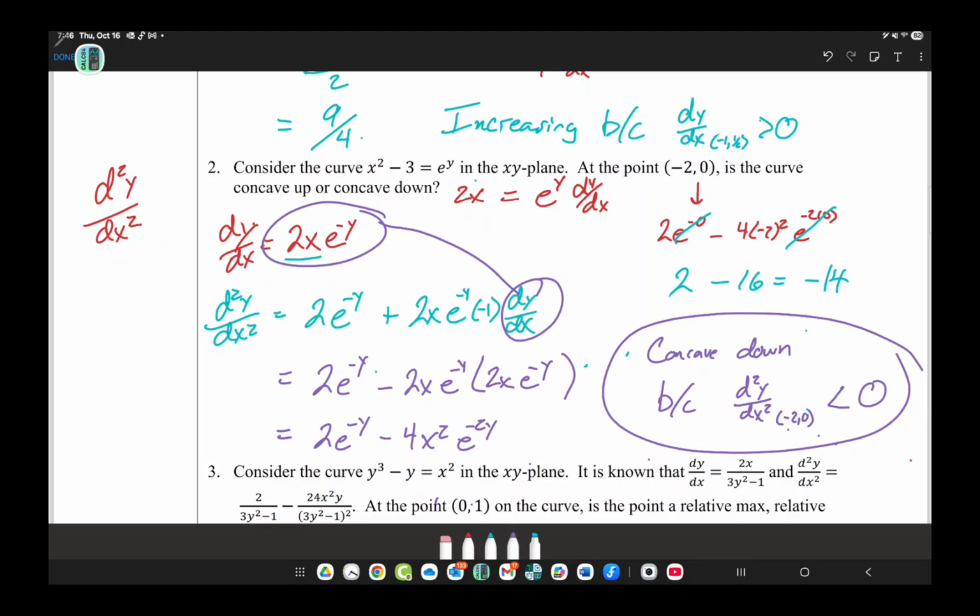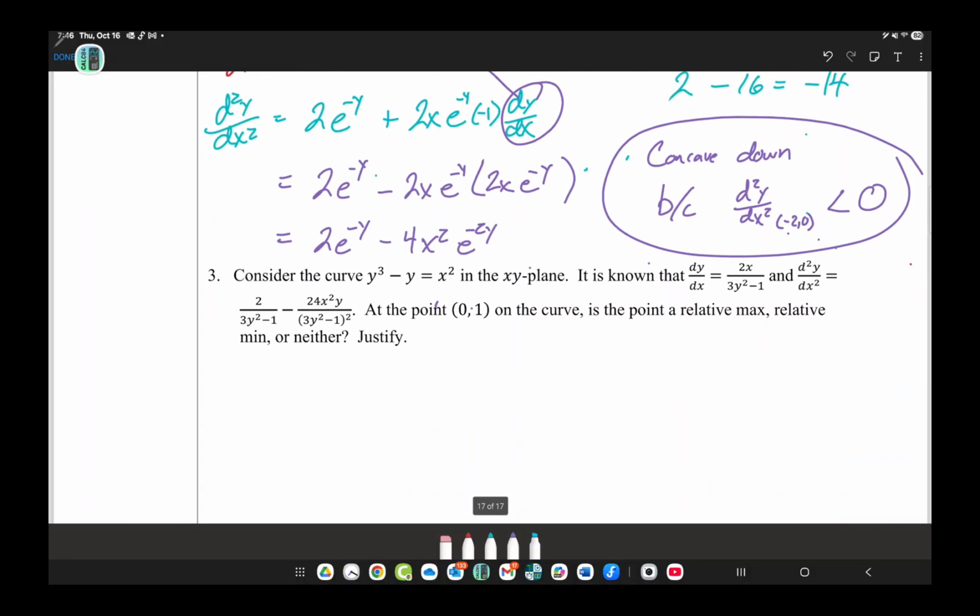Now, what's nice about number 3 is that all the work is kind of done for us, because they gave us the derivative and the second derivative. When you look at the question, it says consider the curve y cubed minus y equals x squared. They give us dy dx and d squared y dx squared. What they want to know is whether the point (0, 1) is a relative min, relative max, or neither.